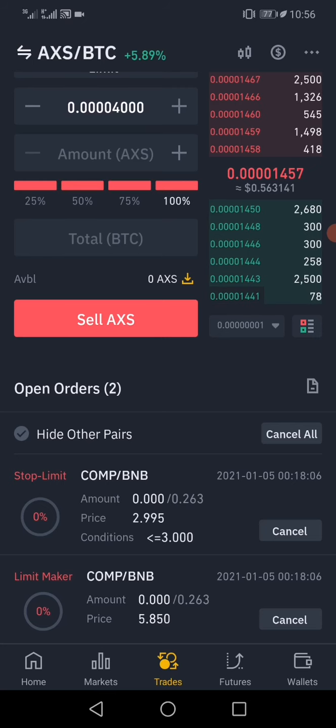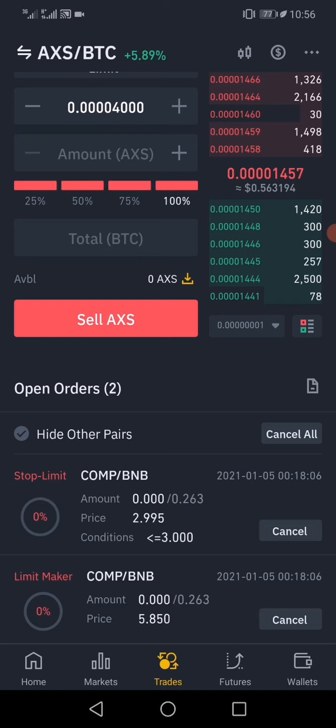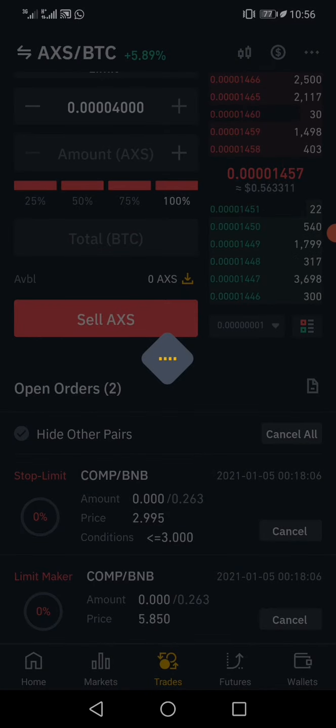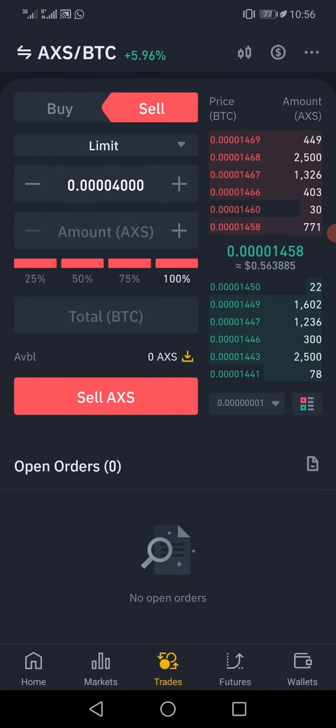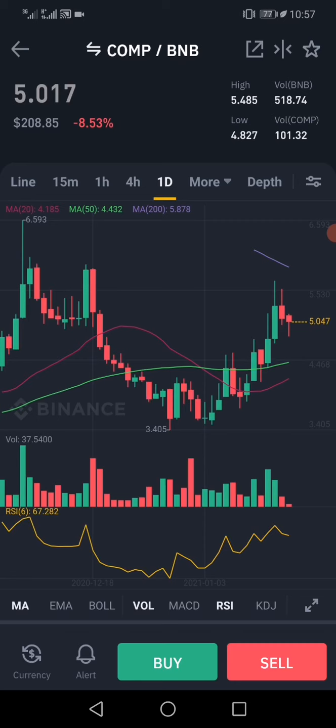So to make this very practical, since I have comp that I'm holding, which is compound, I'll cancel these orders that I have so that I can show you how to set all these orders. So the next thing I want to do is I want to cancel this. Yes. Great. So I've cancelled that order, and the next thing is I want to go back to comp against the BNB. Comp BNB, this is it. And then I want to set a price limit at which I want to sell the comp.